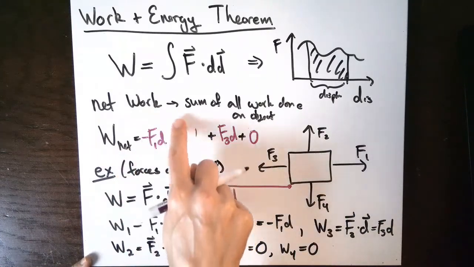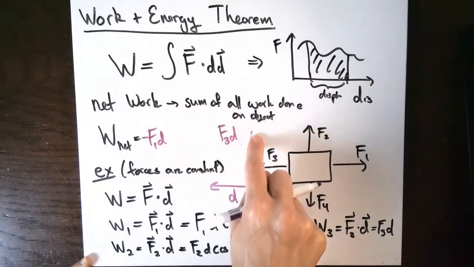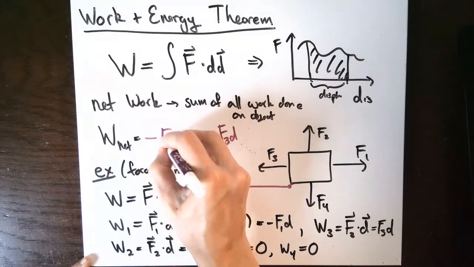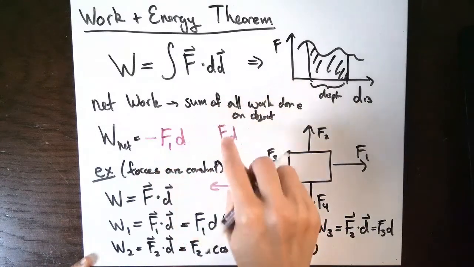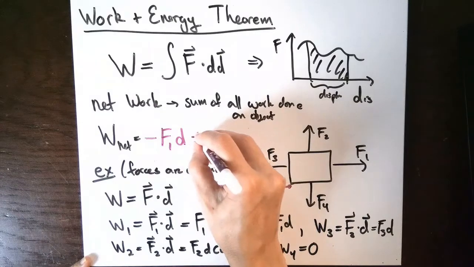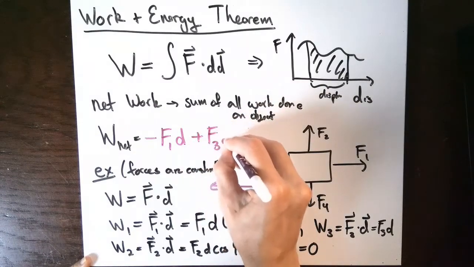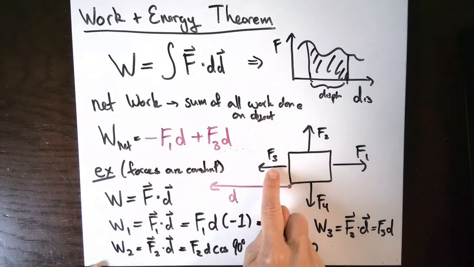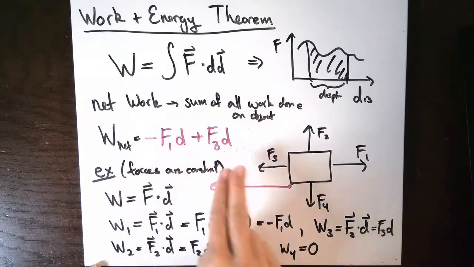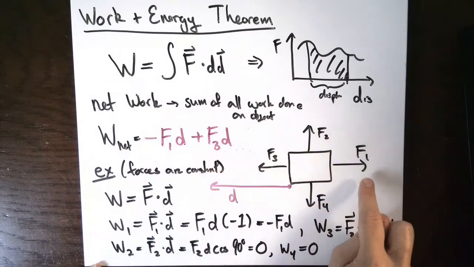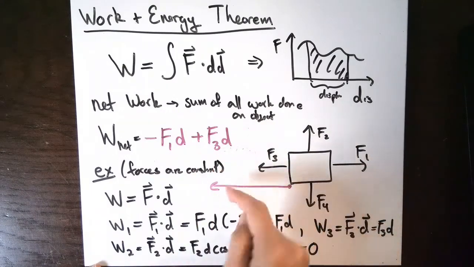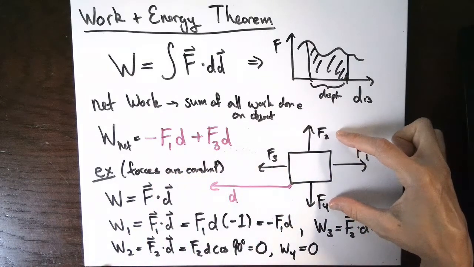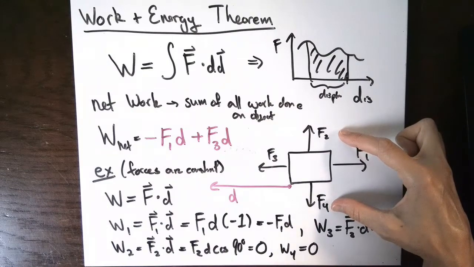So in this particular situation, the net work, I can just go ahead and clean this up here and write it a little bit bigger, would be negative force 1 times the displacement plus the magnitude of force 3 times the displacement. That makes sense. Force 3 is in the direction of displacement, so it does positive work. Force 1 is in the opposite direction of the displacement, so it does negative work. And forces 2 and 4 are perpendicular, so they don't do any work at all in this situation.